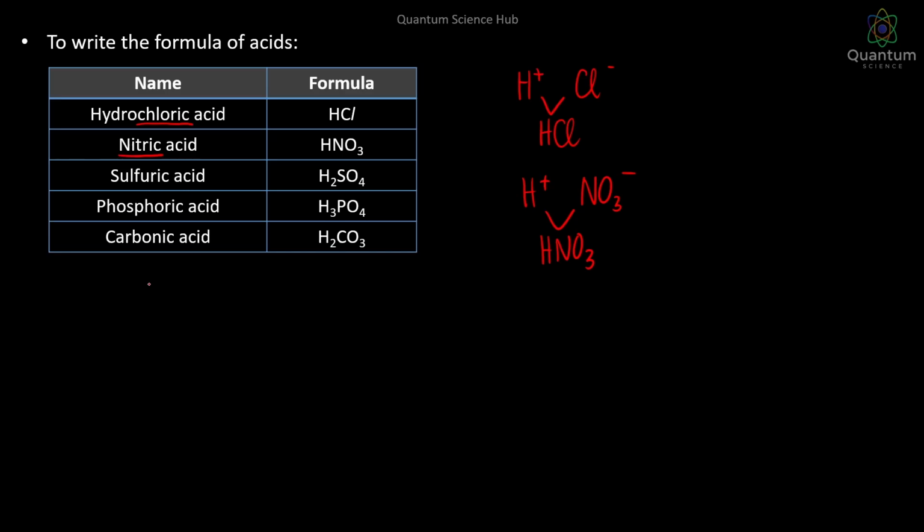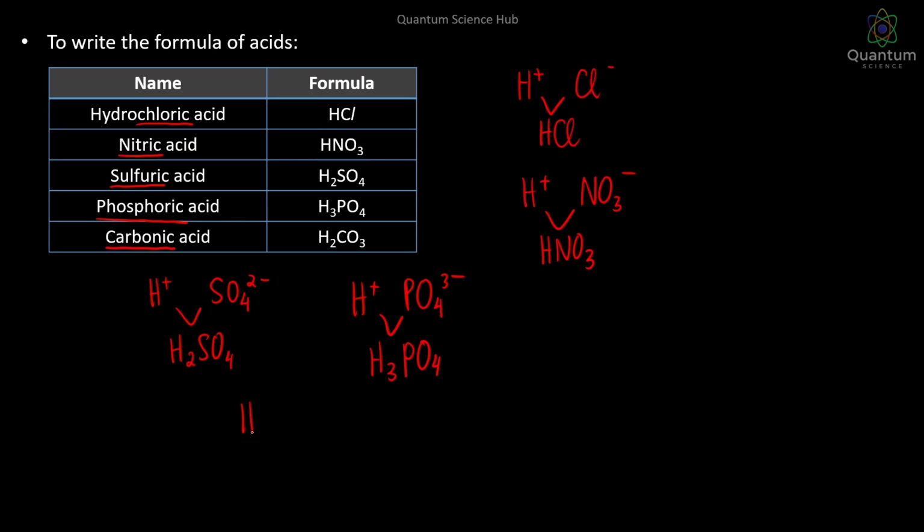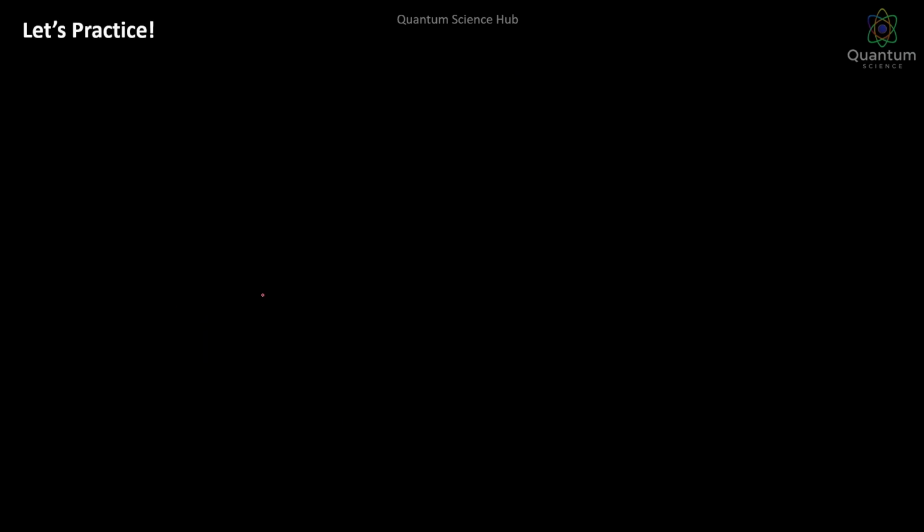Next, sulfuric acid. H+ and sulfate. It comes from sulfate, SO4 2-, right? So H2SO4. Next, phosphoric acid. H+ and phosphate. The ion is phosphate, so it is PO4 3-. So the chemical formula is H3PO4. Carbonic acid, H+ and CO3 2-. So the formula of the acid is H2CO3.